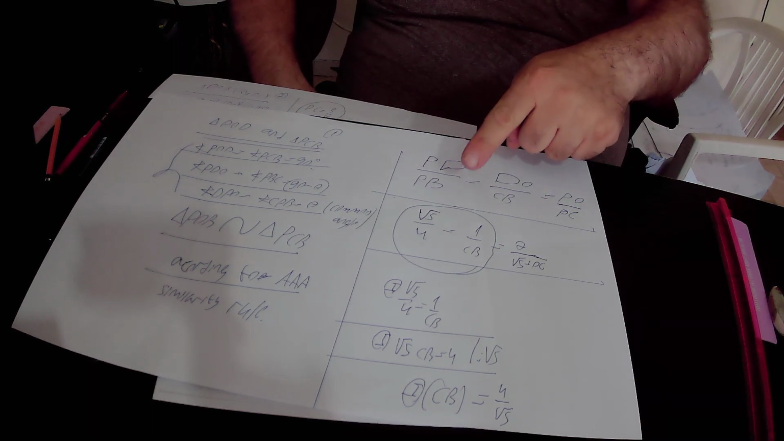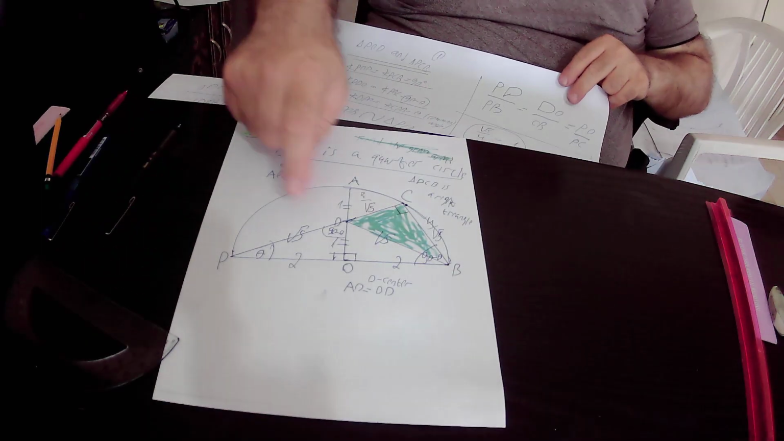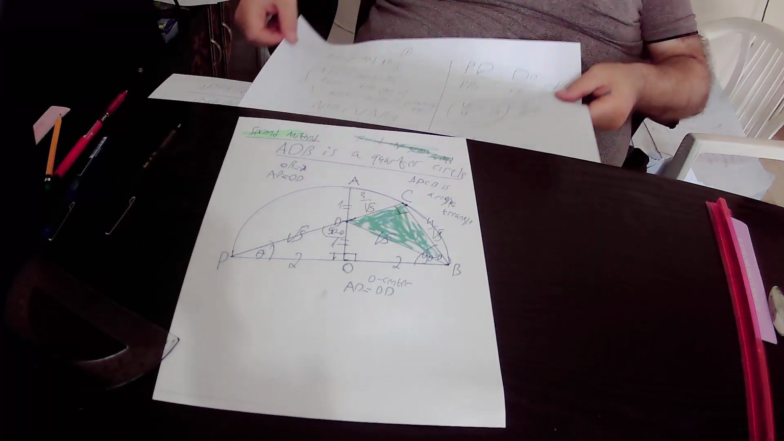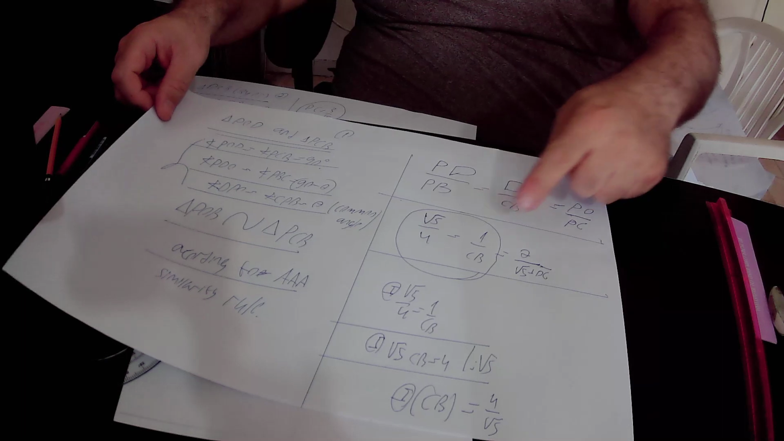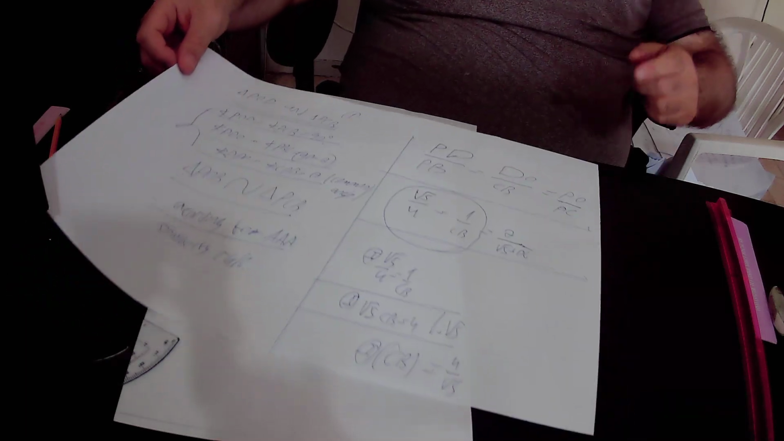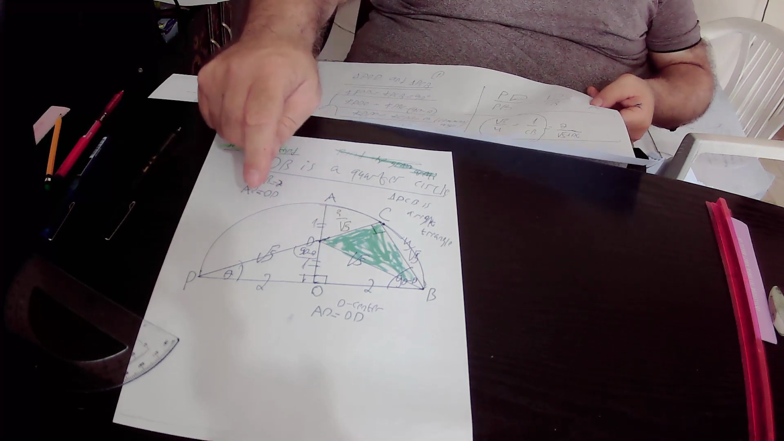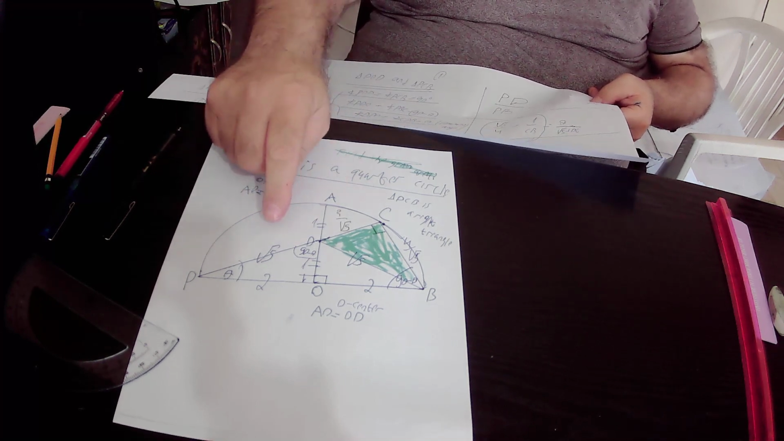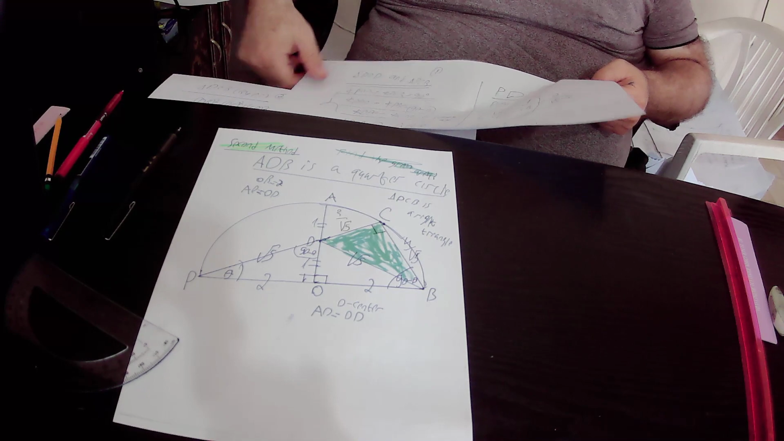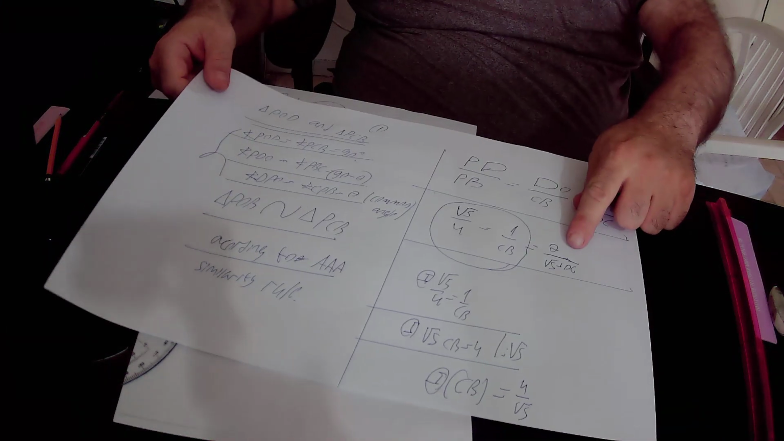PD equals 5 units. PB equals 2 plus 2, that is 4. DO equals 1, and CB is the missing line segment, so we leave it as it is. PO equals 2, and PC equals square root of 5 plus DC. Here PC equals square root of 5 plus DC.